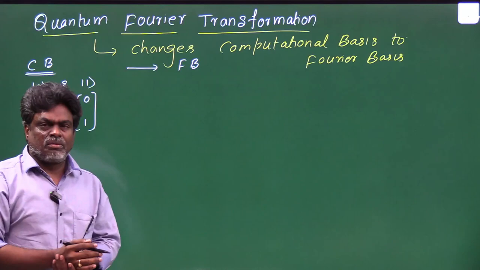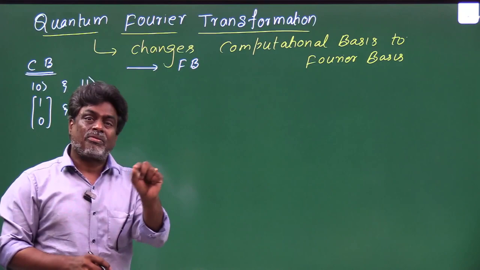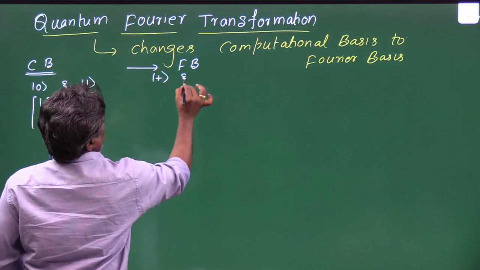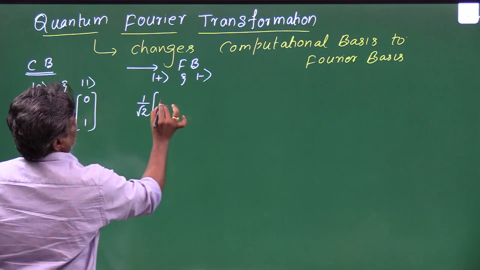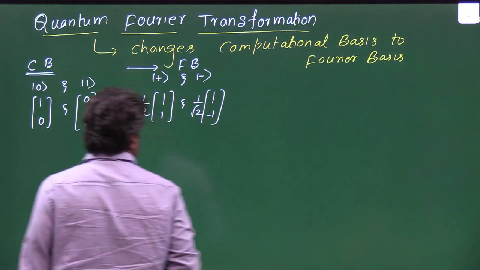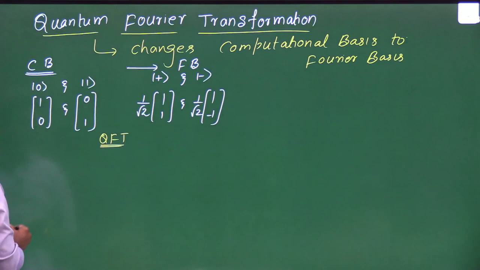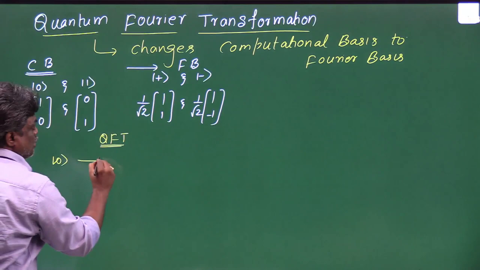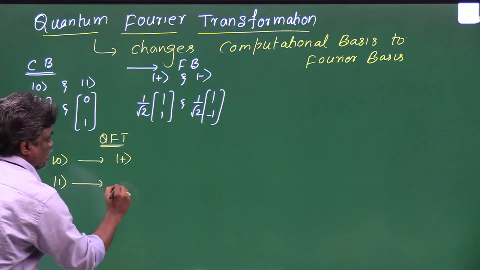What are Fourier basis? Fourier basis are nothing but the diagonal basis. Diagonal basis means the basis states of the Pauli X matrix, which is nothing but plus and minus. So that is 1 by root 2 times (1, 1), and 1 by root 2 times (1, -1). So finally, what is this QFT? The quantum Fourier transformation is going to transform the computational basis 0 to plus and the computational basis 1 to minus. I think now you got the idea.